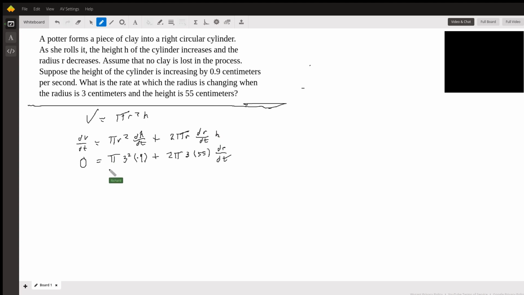Okay, so now it's just algebra. We're going to start by canceling out the pi's. I'm going to divide both sides by pi and get rid of those. And I'm going to bring this over. So this is going to become 9 times 0.9. 9 times 0.9 is 8.1. So we'll bring that over, minus 8.1. Now we have 2 × 3 × 55, which gives me 330.